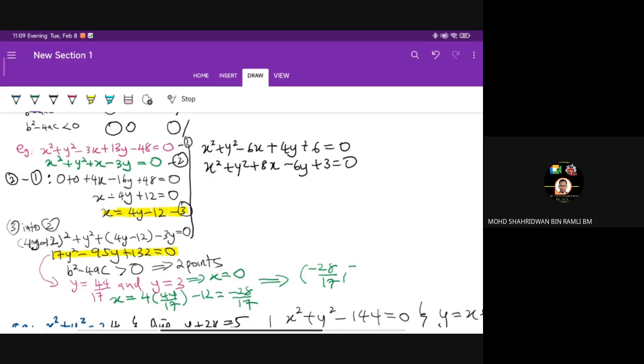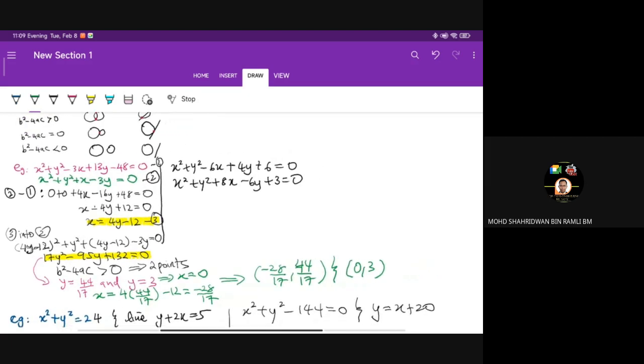And then the next one is y equal to what? Y equal to 44 over 70. And another one is when x equal to 0, y equal to 3. Okay, so this is your point of intersection.